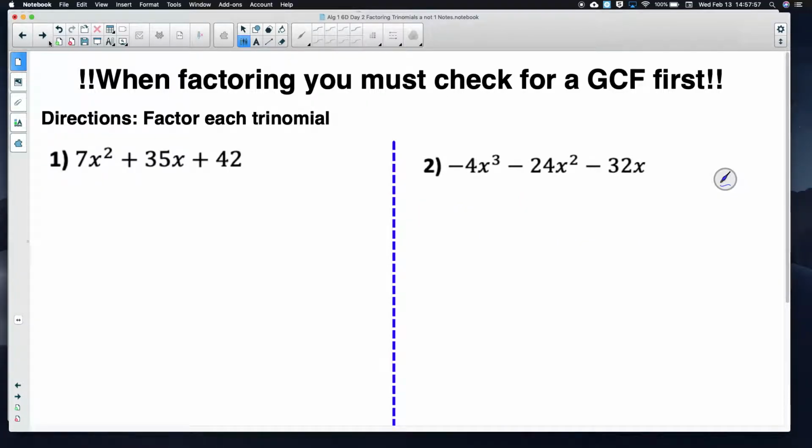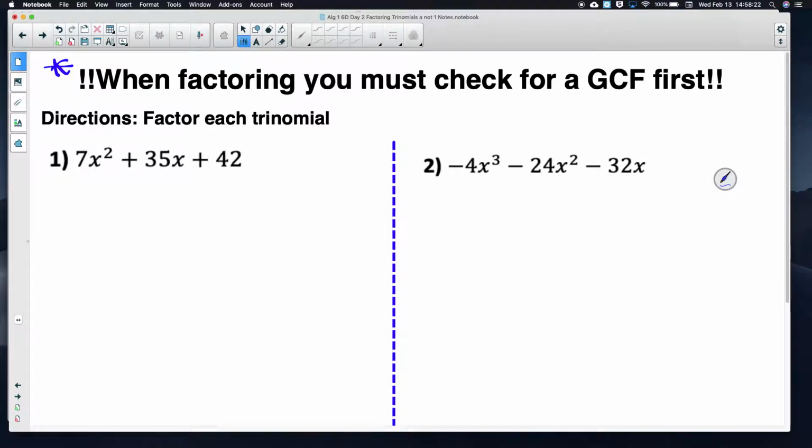two examples. So, this key fact, and this is extremely important: when factoring, whenever doing any type of factoring, you must always check for a greatest common factor first. Remember, in a couple videos ago, we talked about a greatest common factor. We were factoring those out. So now we need to apply that same strategy when dealing with trinomials. So let's look at example 1.